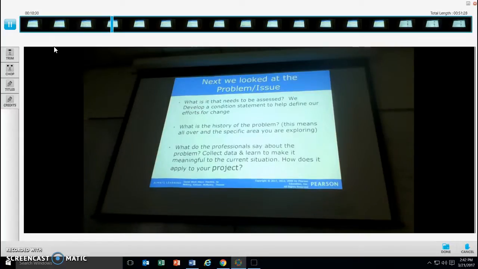What is the history of the problem? This means all over in the specific area that you're exploring. This means, what's the history of Texas?